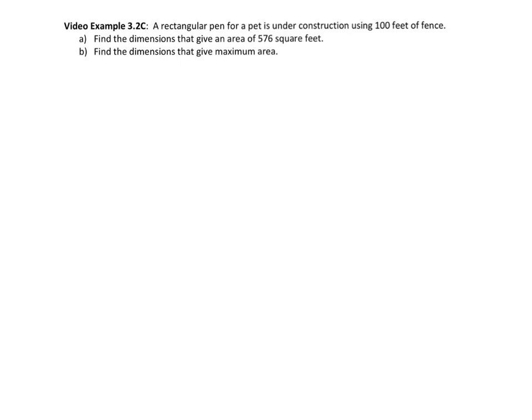So think about our pen here. We're thinking about building a rectangular pen. We're trying to decide what the dimensions need to be first to get an area of 576 square feet. Keep in mind that when we're working with a rectangle, area is our length times our width. So let's call one of our dimensions, we'll call the width, x. That means that the other width is also x.